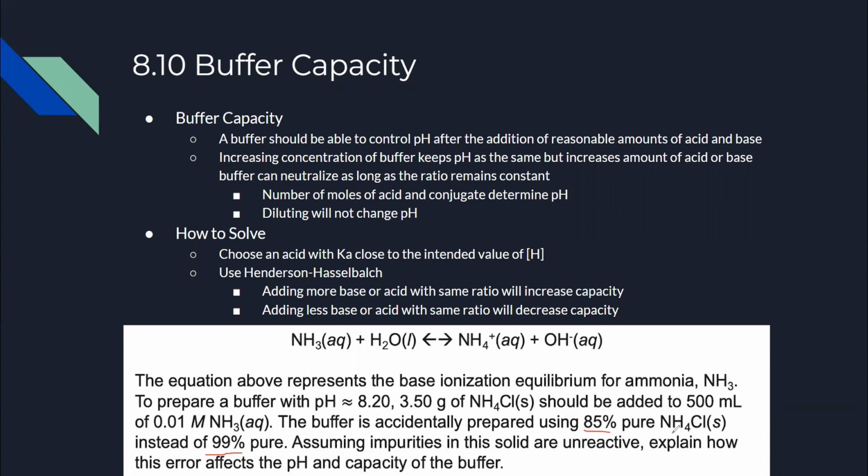Since there's less NH4Cl compared to what is required, there'll be more NH3 than NH4. So the pH will be higher. So pH increases. Along with that, the capacity of the buffer will not be determined by the amount of NH3 and the ratio, but by the amount of NH4Cl. So it'll work better with NH3, and it'll increase the capacity for base, but not much for acid. So that's our answer.